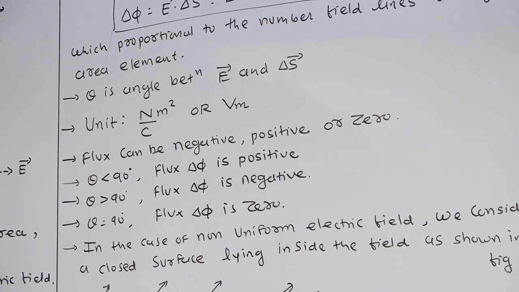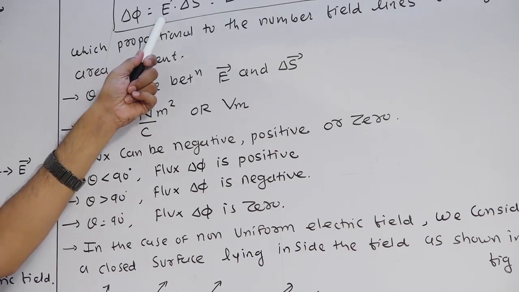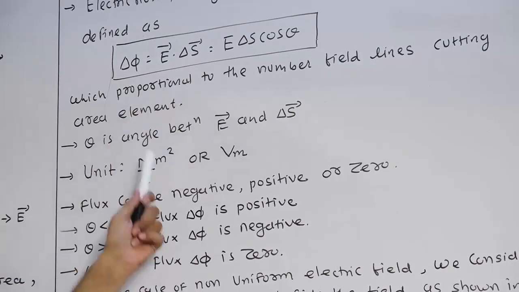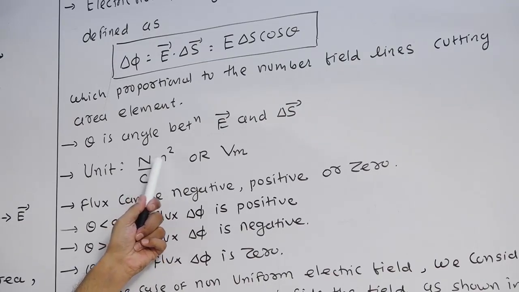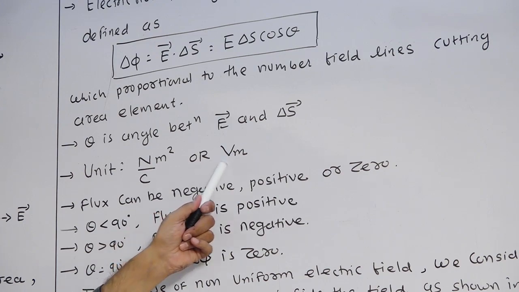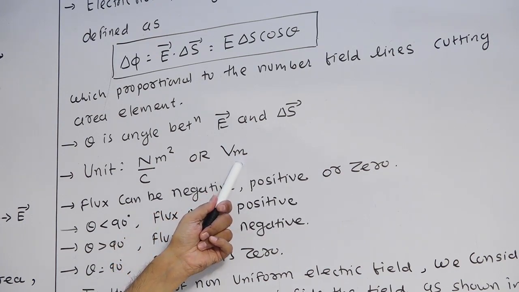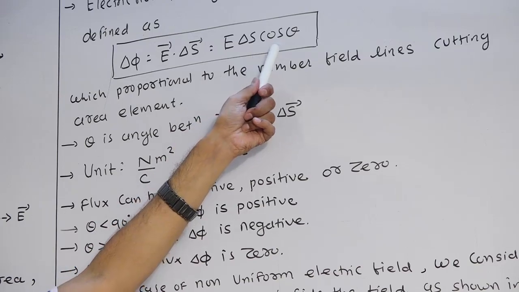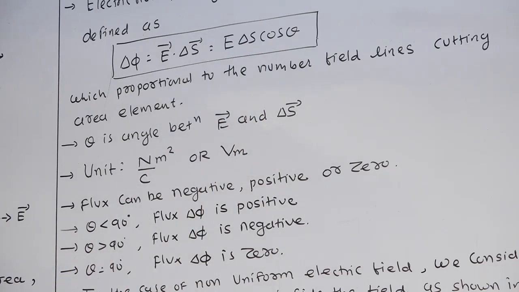Now student, the unit of flux. What is the unit of E? Newton per coulomb, studied already. What is the unit of area? Meter square. So the unit is Newton meter square per coulomb. Another unit of flux is volt into meter. So there are two units: Newton meter square per coulomb, or volt meter. In the equation of flux, the trigonometric function that appears is cos theta.